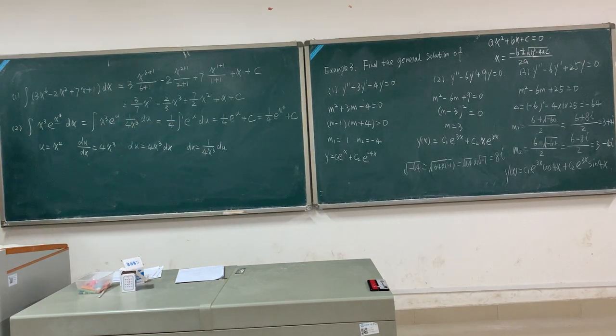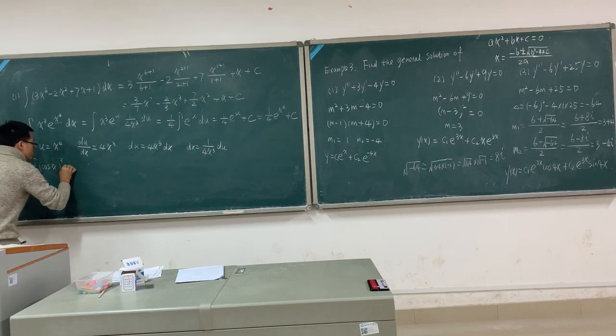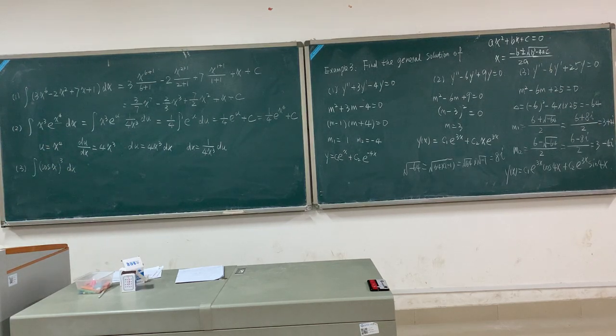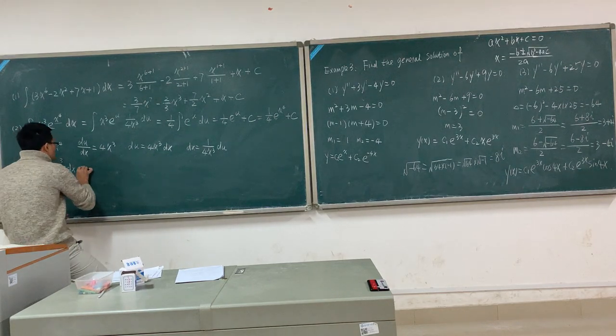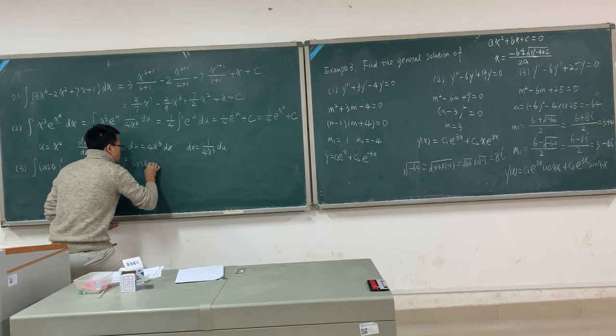This is number 2. For number 3, the antiderivative of cosine x cubed dx. Actually here we have a reduction formula. If you cannot remember the reduction formula, I think it is easy. You can rewrite cosine cubed as cosine squared times cosine. So here should be the antiderivative of cosine x squared and cosine x dx.